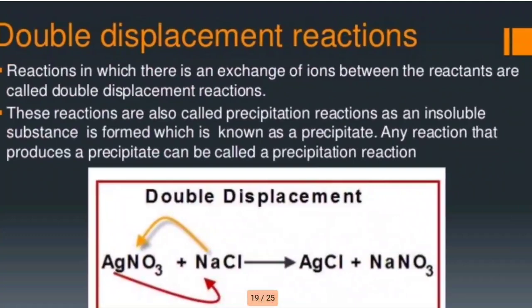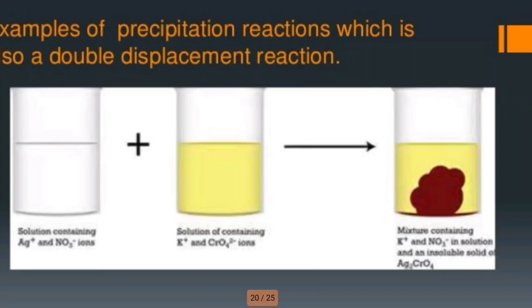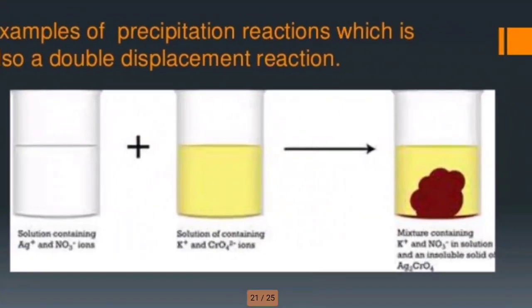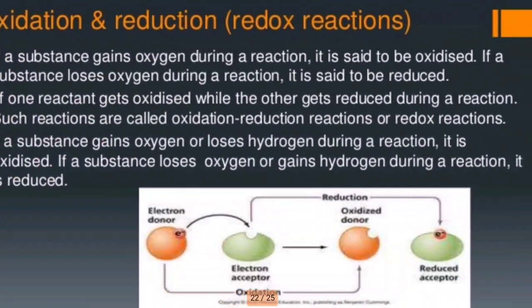Next, double displacement reaction, an exchange of ions between two compounds. For example, AgNO3 plus NaCl gives AgCl plus NaNO3. Both ions are displaced by each other. Okay, that's why we call it a double displacement reaction. You can see the figure.